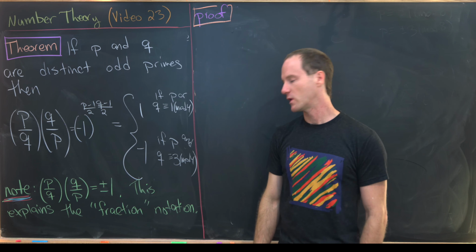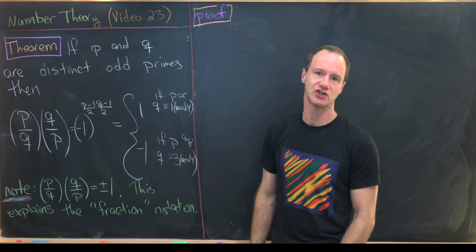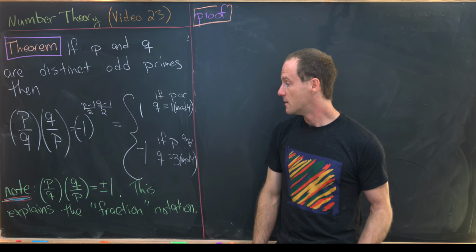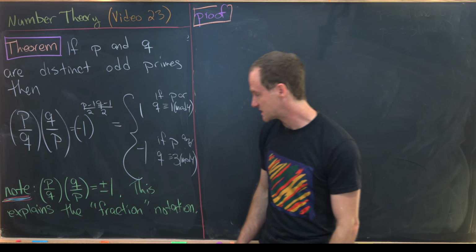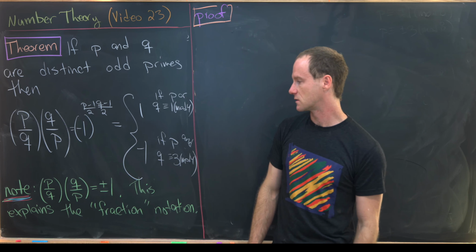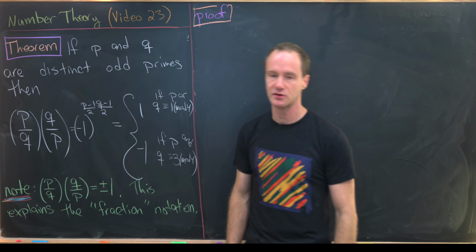Now, before we get going into the proof, I want to maybe motivate a little bit of this notation, which seems pretty confusing because it looks like a fraction. But notice quadratic reciprocity tells us that the product of these two things that look like fractions, (p/q) and (q/p), is plus or minus 1.